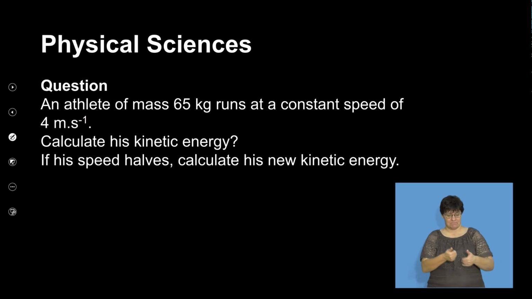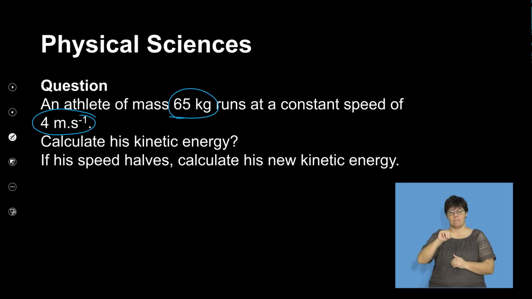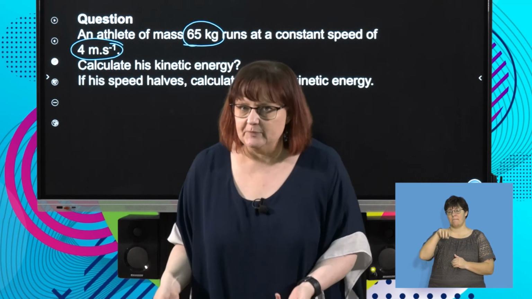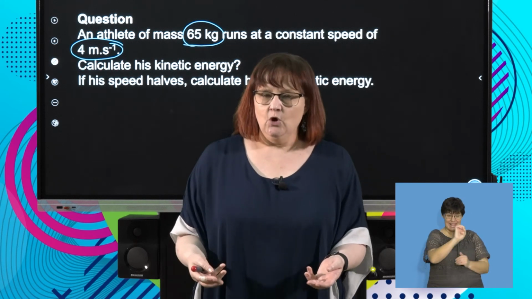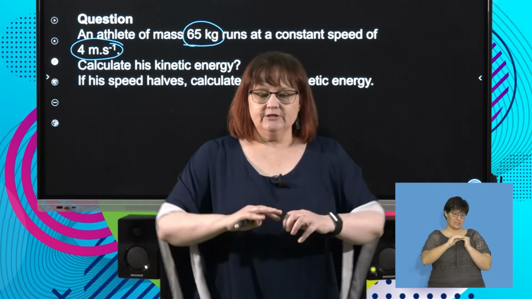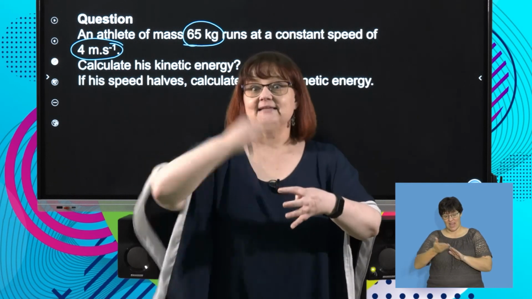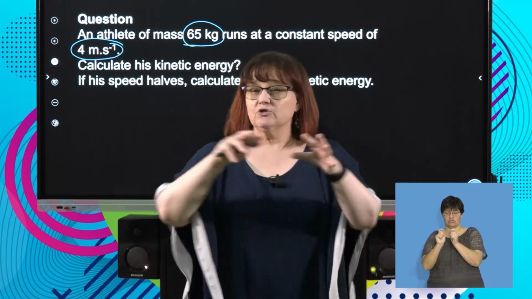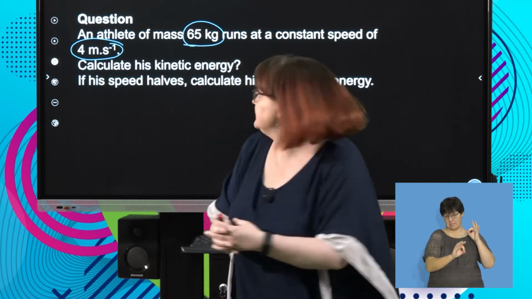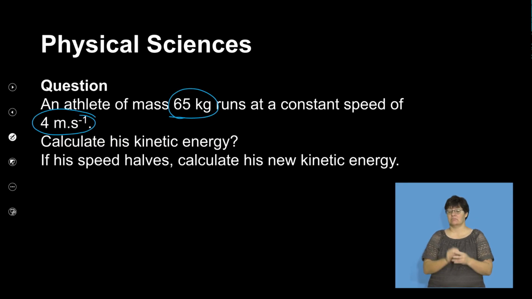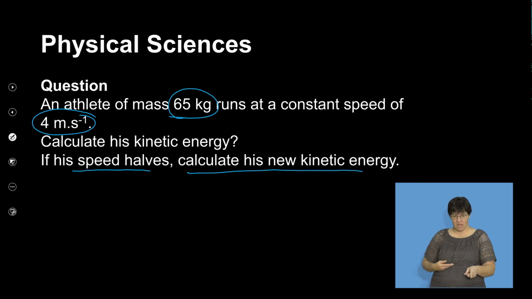Next one. An athlete of mass 65 kilograms runs at a constant speed of 4 meters per second. On this note, we're only going to be working with constant speeds when it comes to kinetic energy, at this point. Because if the speed's changing, then his kinetic energy is constantly changing. So for now, we're just going to simplify it. They ask for two things. Calculate his kinetic energy originally. Then they say if his speed halves, calculate his new kinetic energy.